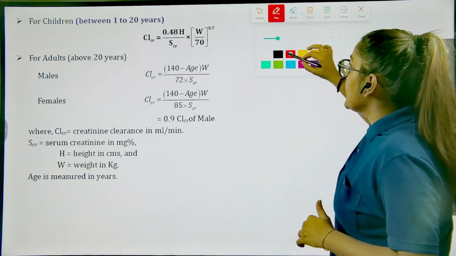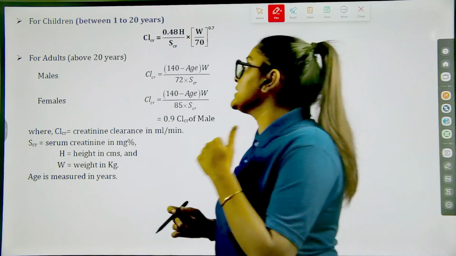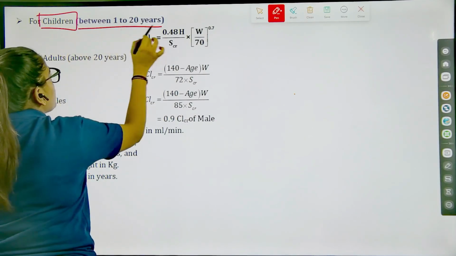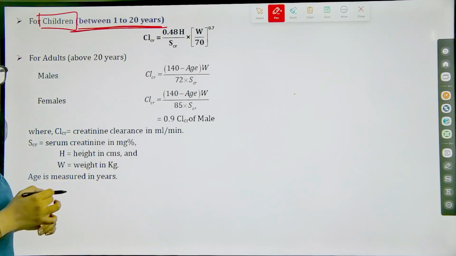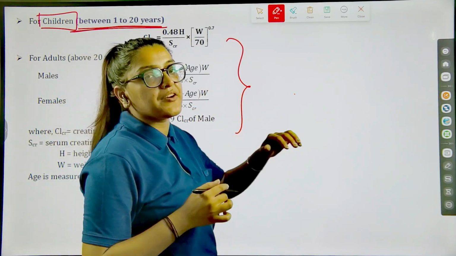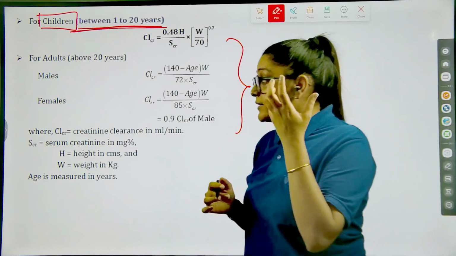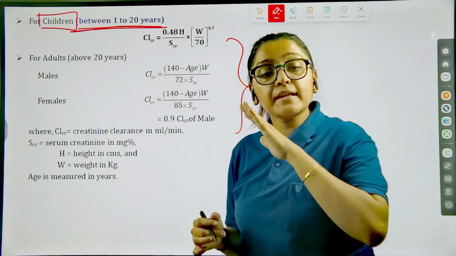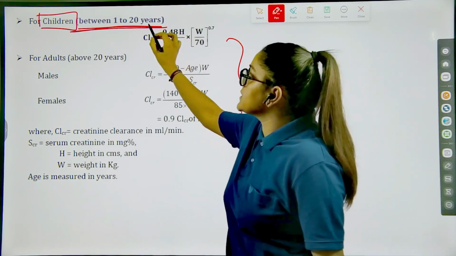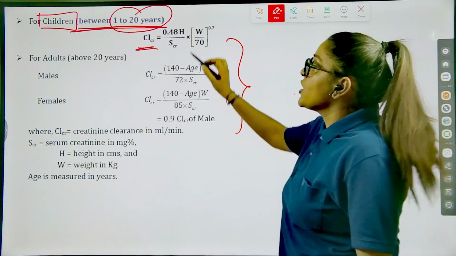Third are the actual values, where we have to calculate the clearances, that is creatinine clearance. For children we have a very important formula, between 1 to 20 years. This topic is very important for all pharmacist-related exams, mainly GPAT, NIPER, DI, RRB, DA, anything you are preparing for; these formulas are very important. Kindly have a look.